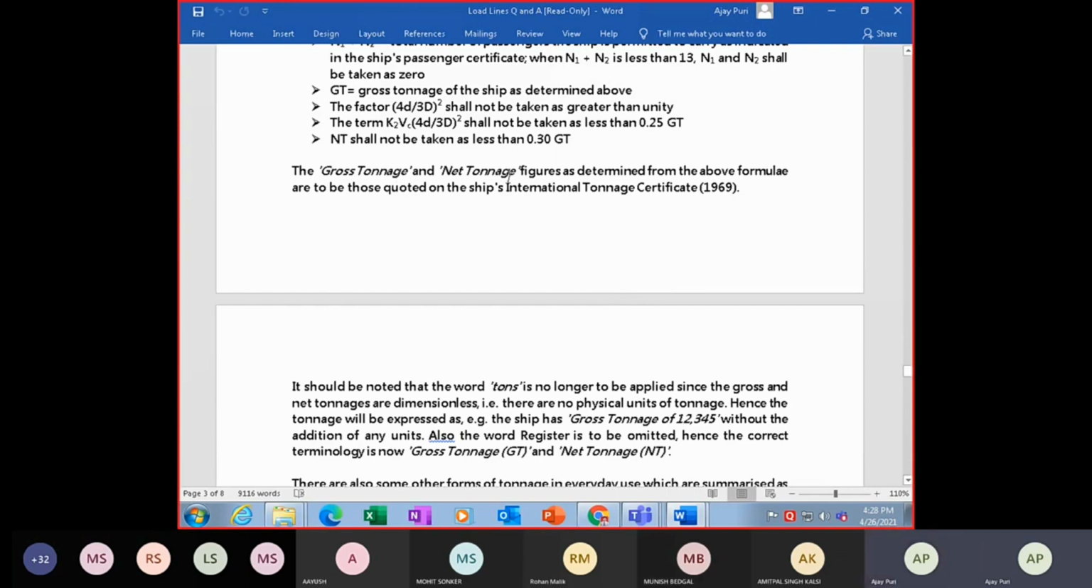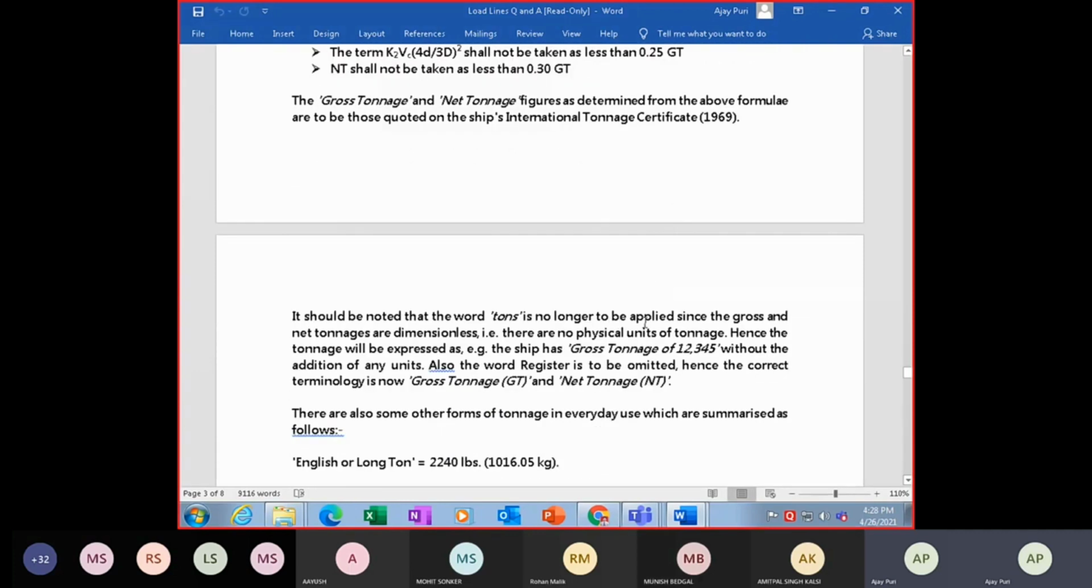So the gross tonnage and net tonnage figures determined by the formula are quoted on the ship's international tonnage certificate. So ton is no longer applied since gross tonnage and net tonnage are dimensionless. So it's no physical unit of tonnage. Hence tonnage is expressed as gross tonnage of 1, 2, 3, 4, 5. तो इसके आगे metric ton नहीं लिखते हैं. ठीक है. So the register is to be omitted. Hence the terminology was gross tonnage and net tonnage.